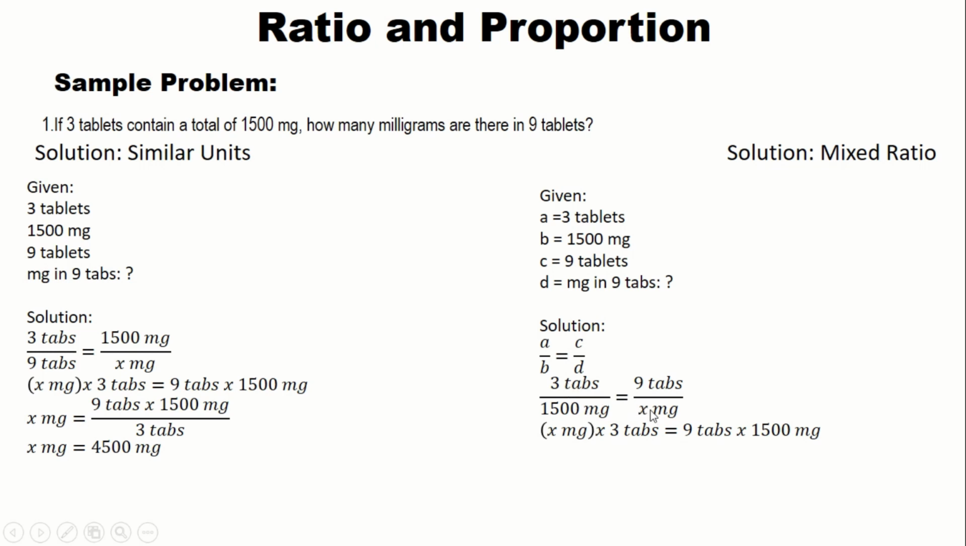So 3 tablets times x milligrams equals 1,500 milligrams times 9 tablets. So since we are looking for the letter D, we will divide both sides by 3 tablets, and it will now look like this. So x milligrams equals 9 tablets times 1,500 milligrams divided by 3 tablets, which is also 4,500 milligrams. So you can use either of these two. You can use which is more convenient for you. So you can use similar units or the mixed ratio.